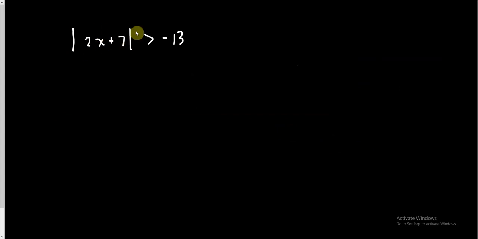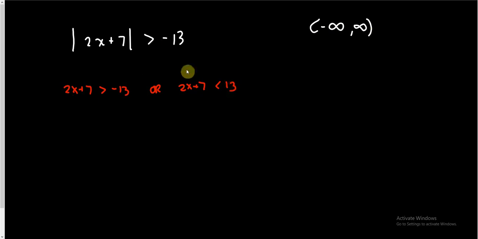So positive numbers, are they ever greater than negative numbers? All the time. So I actually know this one's going to be all real numbers, or negative infinity to positive infinity. So if you ever have an absolute value greater than a negative, that's negative infinity to positive infinity. If you don't believe me, I can work it really quickly for us. We'll break it into two cases. 2x plus 7 is greater than negative 13, or, because it's a greater than, 2x plus 7 is less than, opposite of negative 13 is positive 13.